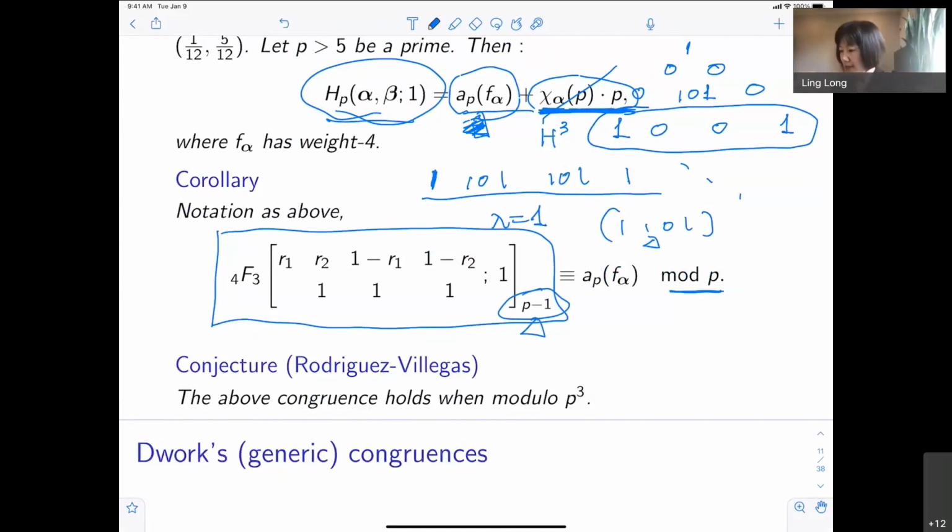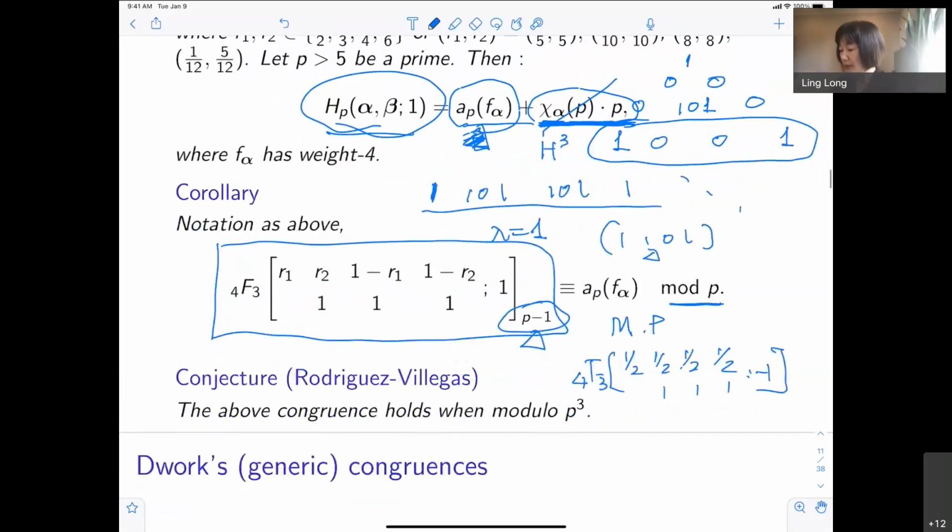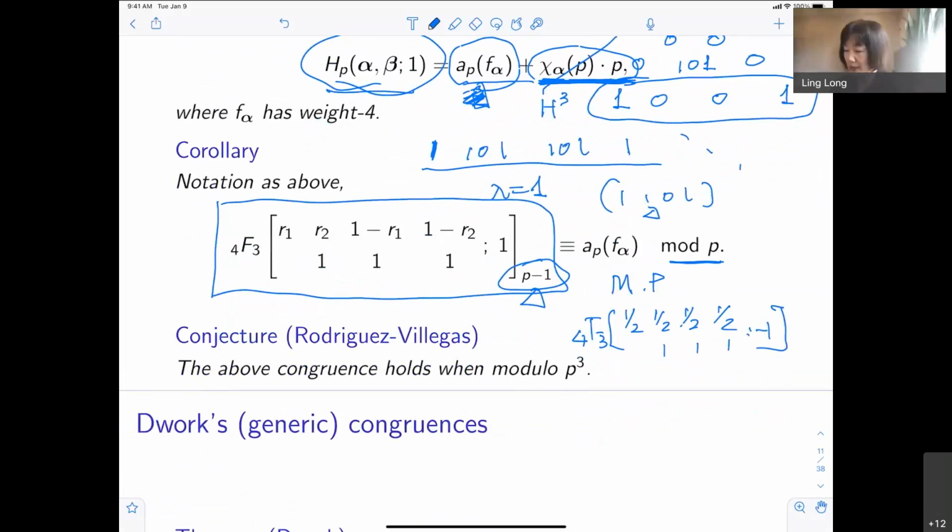And now another thing I would like to say is there is a result of McCarthy and Papanikolaou. What they did is look at the case 1/2, 1/2, 1/2, 1/2 and then 1, 1, 1. So it's 4F3, and they look at minus 1. There are formulas on the character sum side relating to this kind of evaluation. They identify that for this case, the corresponding picture is a Siegel modular form. This is the Siegel case.